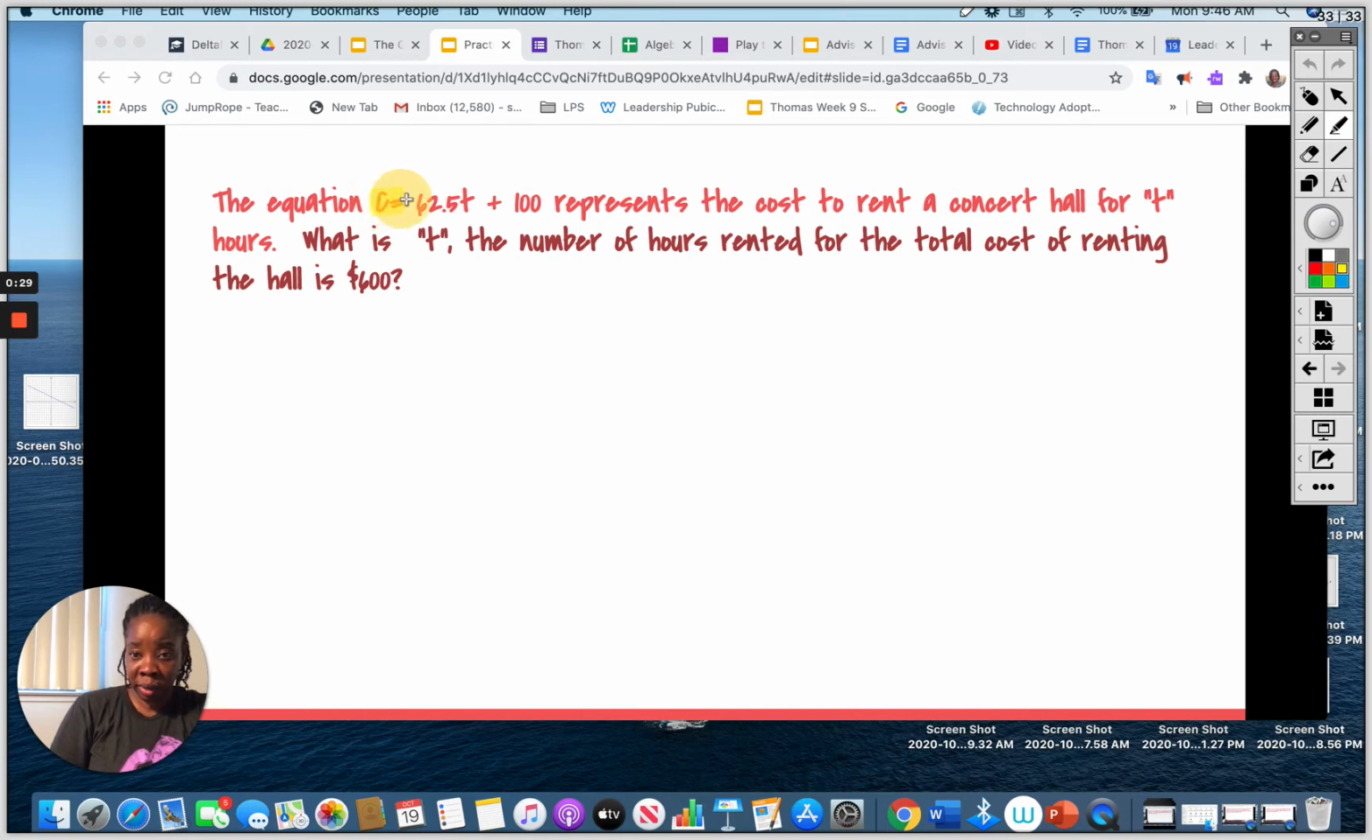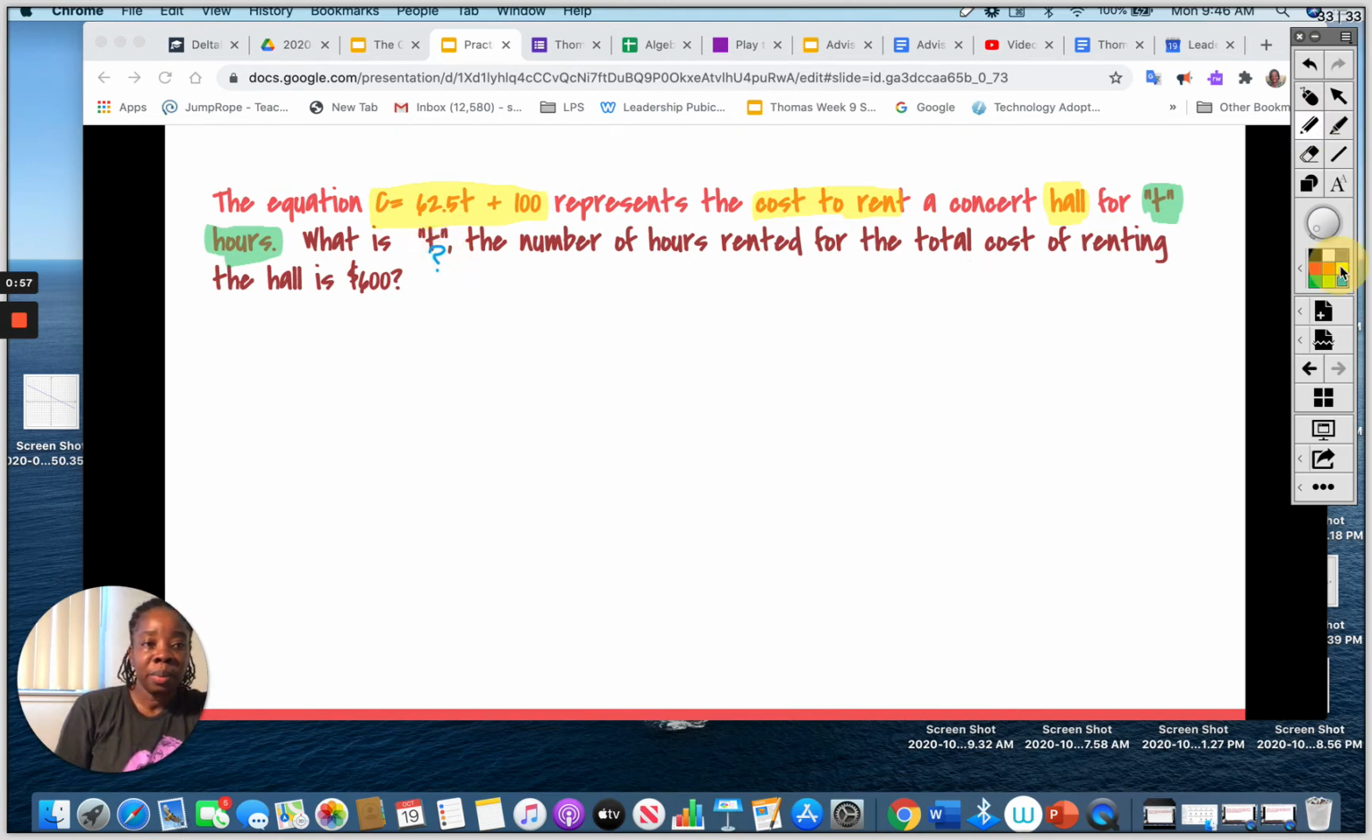So before I start my problem, I always like to really focus on the important information in the problem. So the equation is going to be important. C is equal to that, and that is the cost to rent the hall. T is going to be important, and I want to know what T represents. It represents time in hours. I know the question that is being asked. So my question is, what is T?